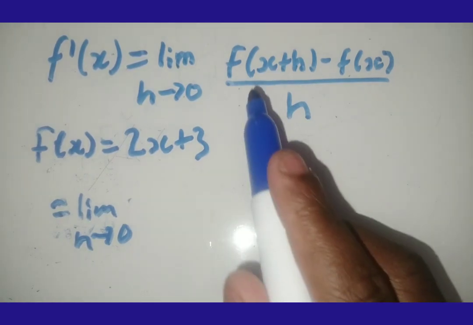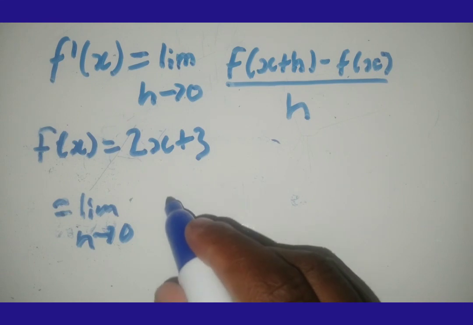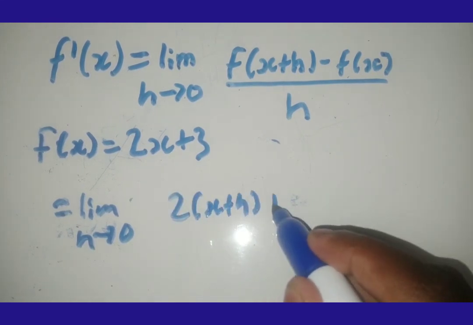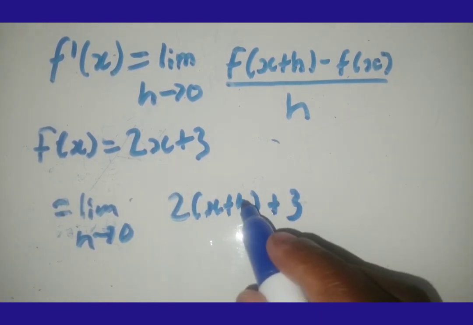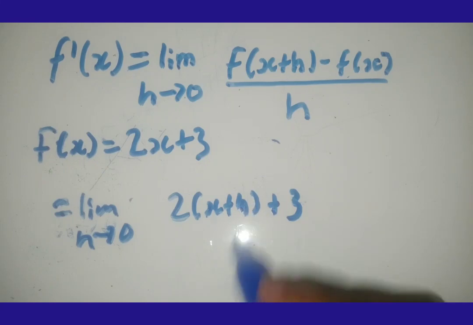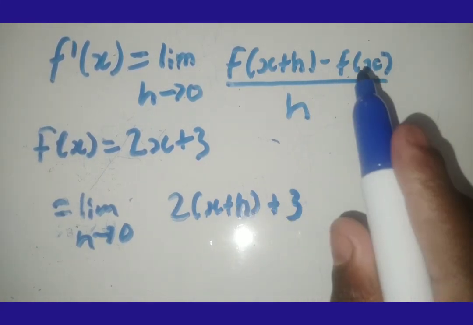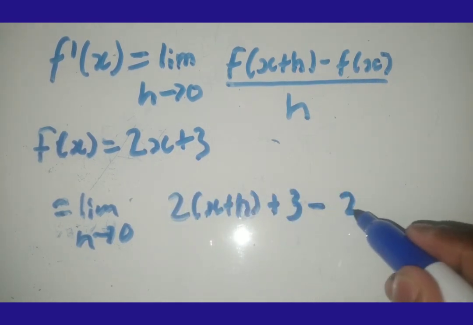So now let's substitute f at x plus h. So it means wherever we see x, we have to replace x with x plus h. So notice I wrote the formula exactly the same. It's just that in place of x, I put bracket x plus h, right? And then from there it says minus f at x. So f at x is exactly the same thing. So we'll say minus f at x, which is 2x plus 3.